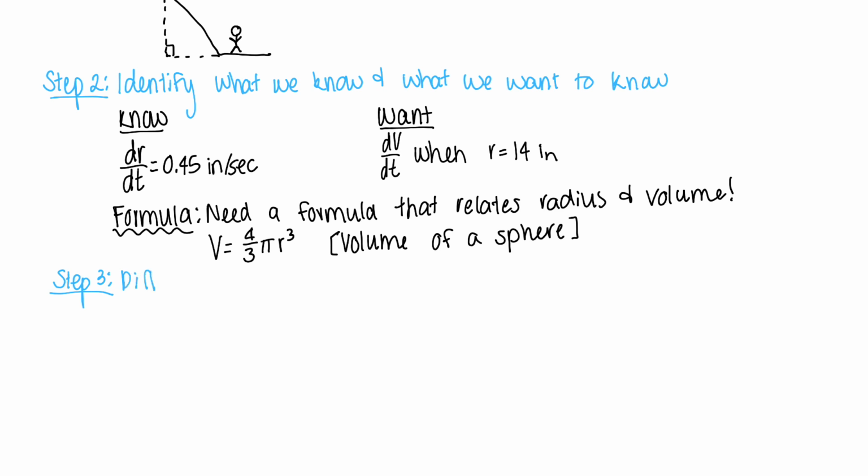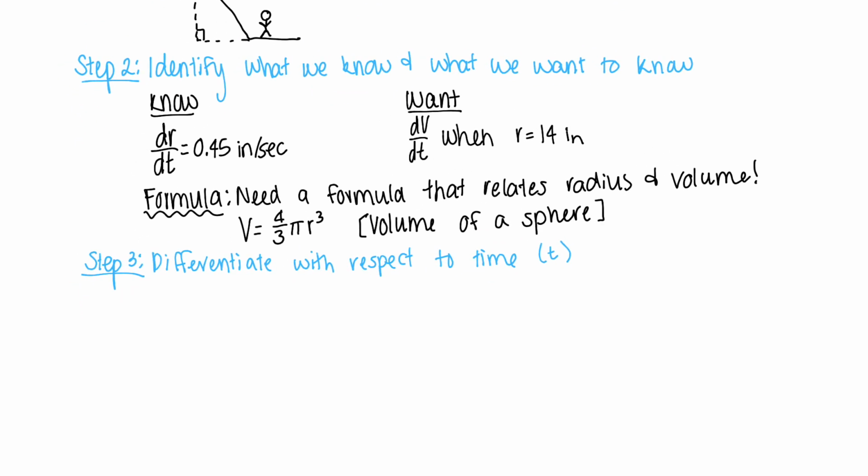Step 3, you're differentiating with respect to time, and time is t. What we're doing here is just like we did with implicit differentiation when we took a derivative of y. When we took a derivative of y, we had to put a dy dx in. We're now pretending that volume and radius are functions of time, and we're going to treat them like we treated y's when we were doing implicit differentiation. So let me make a note of that right here.